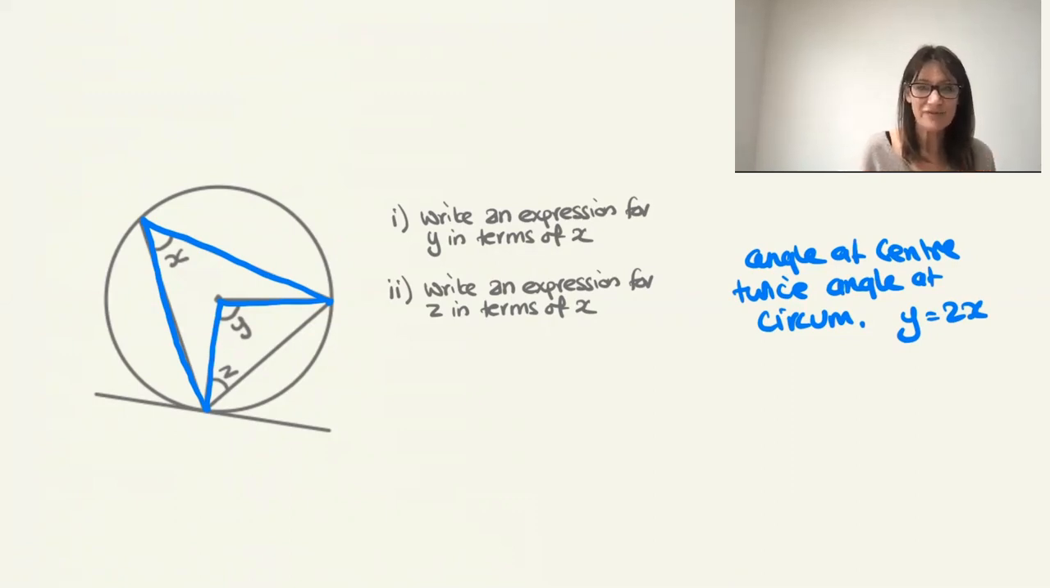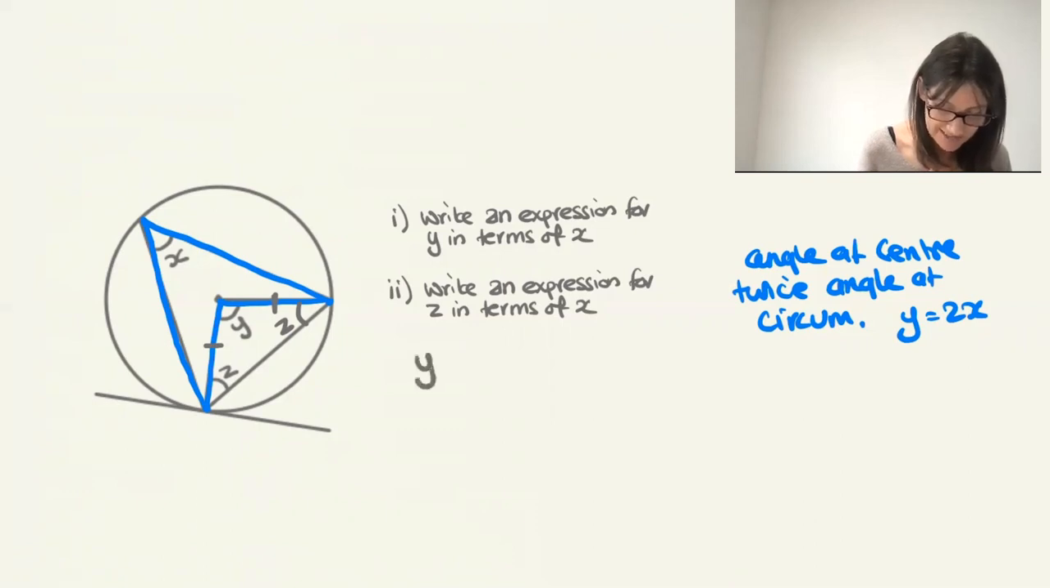Now it says write an expression for z in terms of x. Okay, so what do I know and how can I use it? I know that I'm looking at an isosceles. So I know that, let me mark it on. I know that they are both a radius, aren't they? So I've got the two radii, and that means I've got an isosceles triangle, which means that that technically is z as well. So I know that triangles add up to 180.